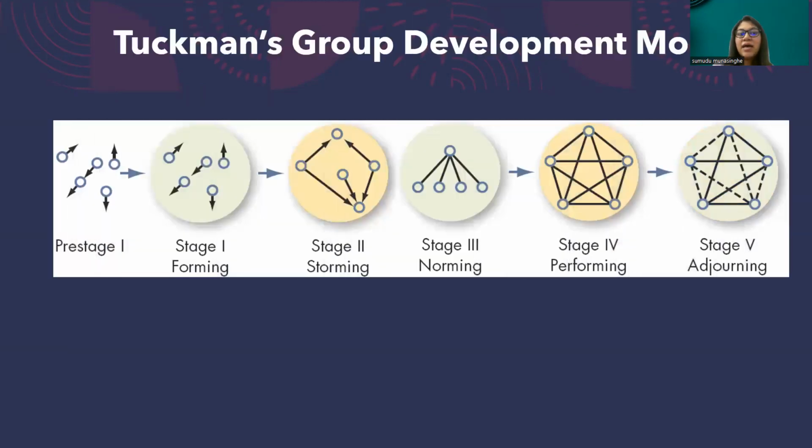Then let's take a look at the group development model as explained by Tuckman. There are 5 stages: forming, storming, norming, performing, and adjourning. These are the 5 stages every group will go through, regardless of the context they are in and regardless of the task that they have been assigned.